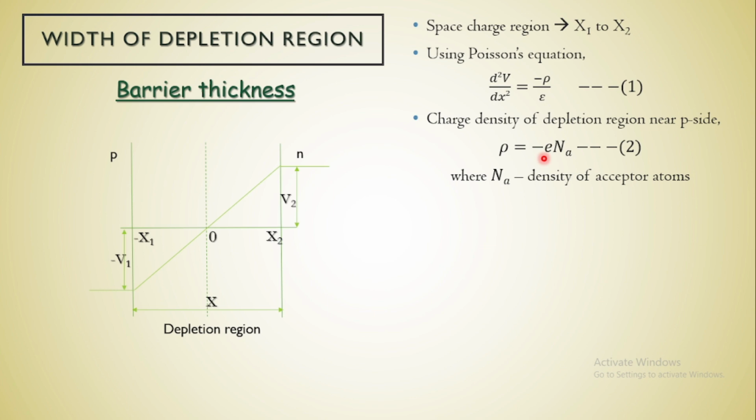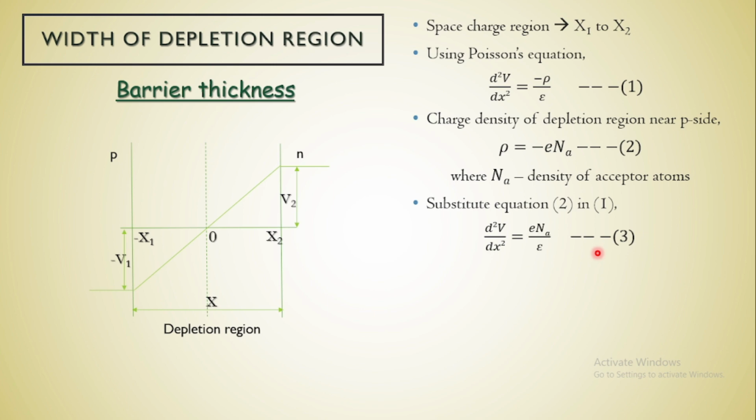So applying Poisson's equation in this region, that is substituting equation 2 in equation number 1, in place of rho we have substituted minus E into Na. So minus of minus will become plus to get d square V by dx square is equals to E Na divided by epsilon.